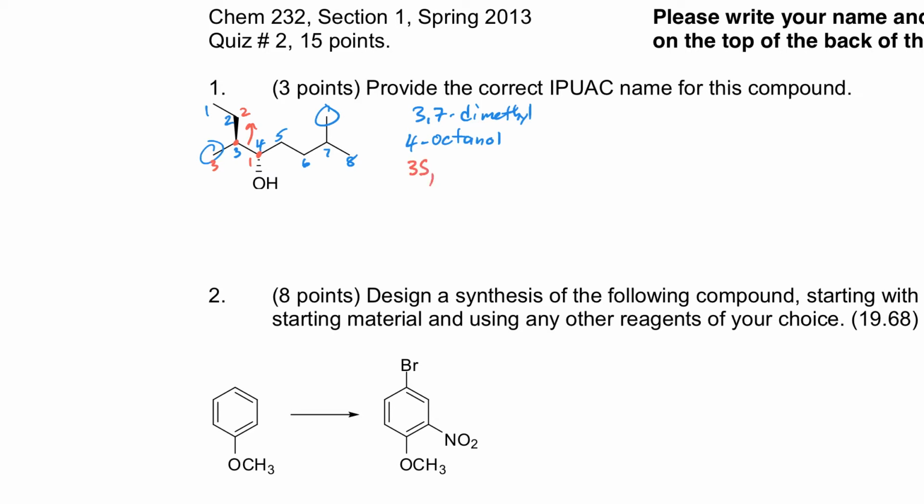And then let's look at the 4. Obviously the highest priority is the OH, then the branched carbon, then the straight chain carbon. 1, 2, 3 is clockwise, but of course the H is projected towards us. So that is also S. And that's it, I believe. There are only those two dimethyl groups, so 3,7-dimethyl-4-octanol, or oct-4-ol, octan-4-ol if you want to. I don't care either way.